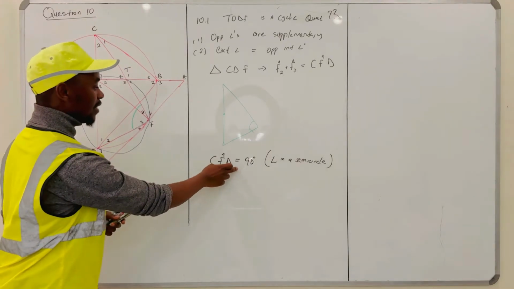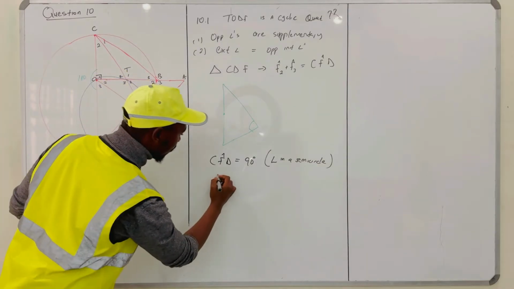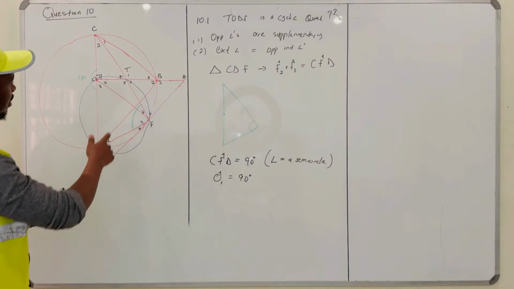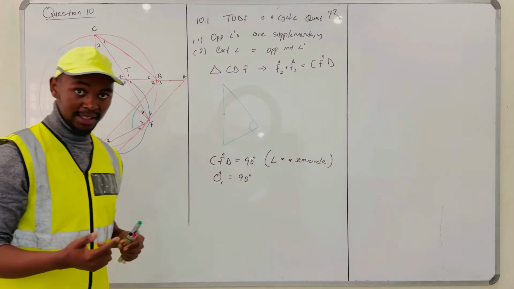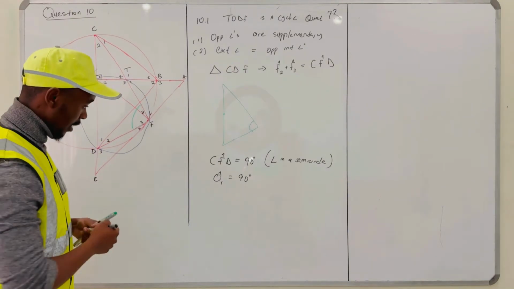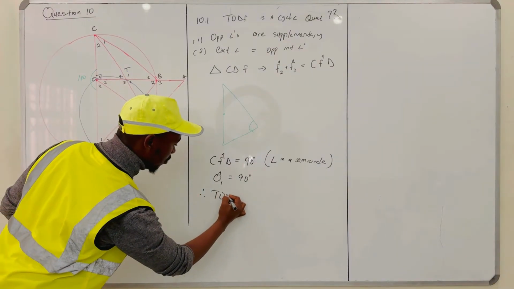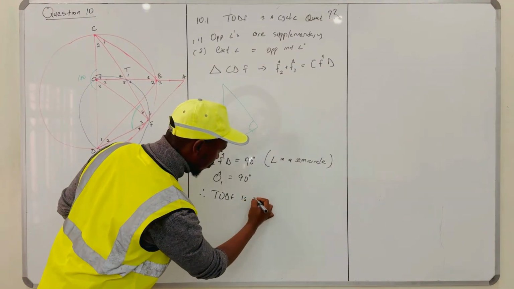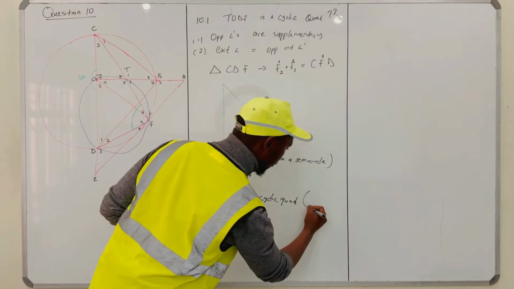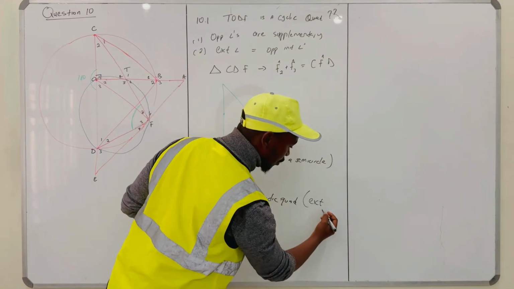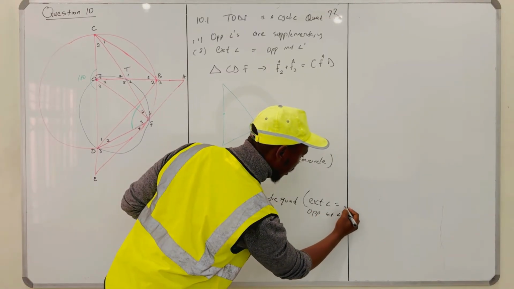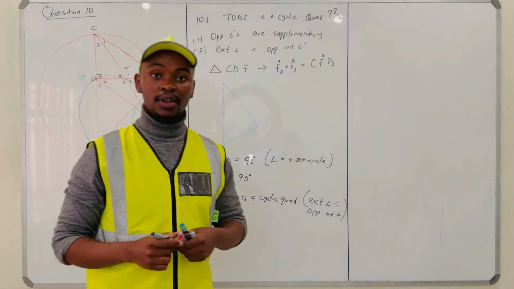Okay. So if we have CFD, but we also know that O1 is equal to 90 degrees, we can therefore say that indeed TODF is a cyclic quad. And why? Because of the exterior angle, which is the second way of proving that question. All right. So we can say therefore TODF is indeed a cyclic quad. What is the reason? Exterior angle, the method that we used, is equal to opposite interior angle of that cyclic quad. That is the first question.